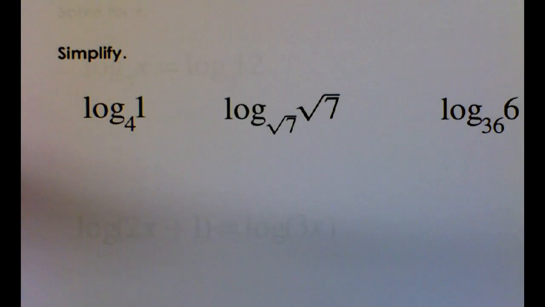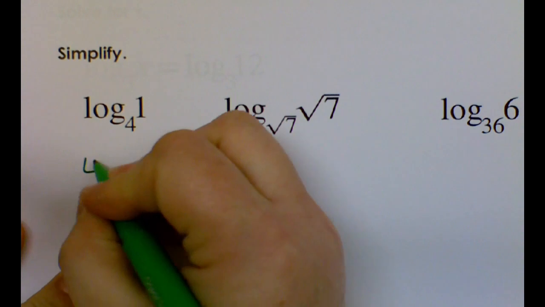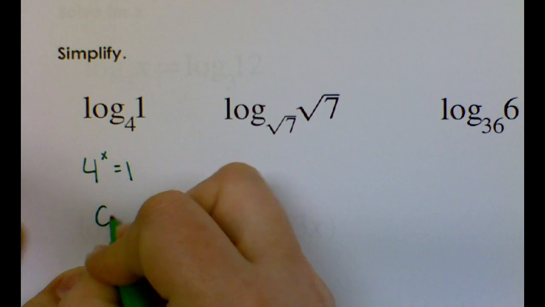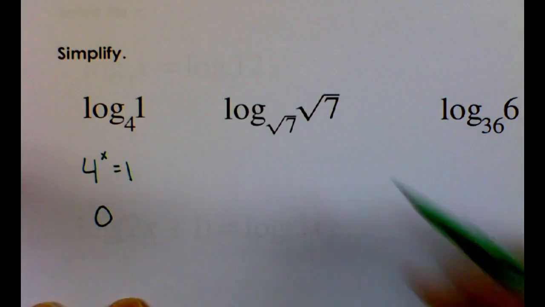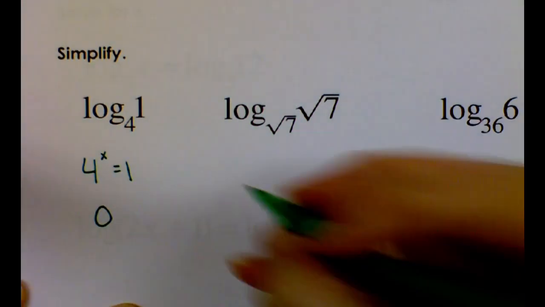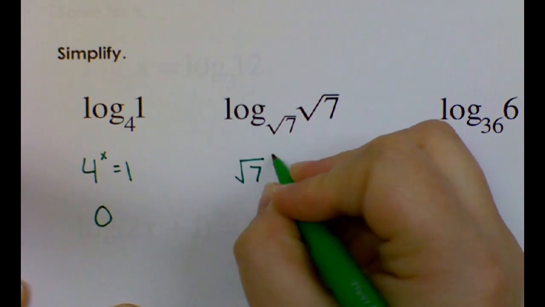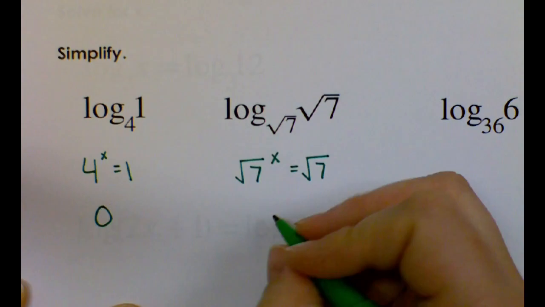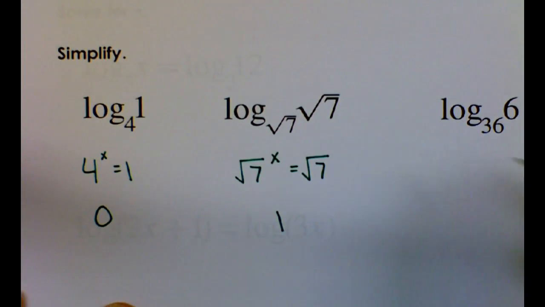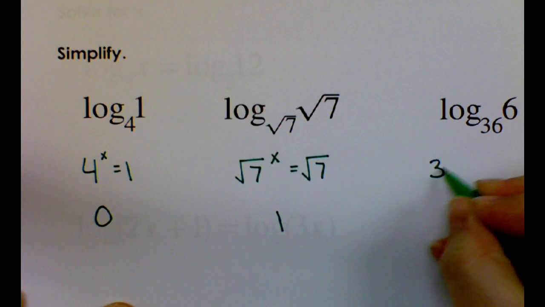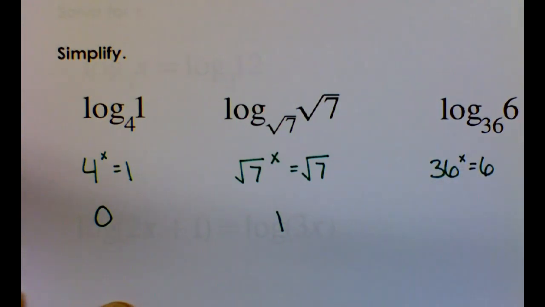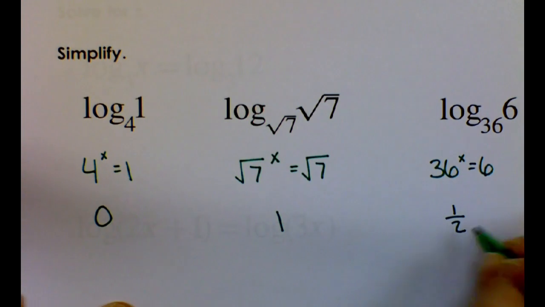So let's simplify these. I have log base 4 of 1. 4 to what power gives me 1? Well, that's 0. There's my answer, 0. Log base square root of 7 of square root of 7. So I'm saying the square root of 7 to what power gives me the square root of 7? Well, it's the first power, so the answer is 1. Log base 36 of 6. 36 to what power gives me 6? Well, the square root of 36 is 6, so that's a 1/2 power.